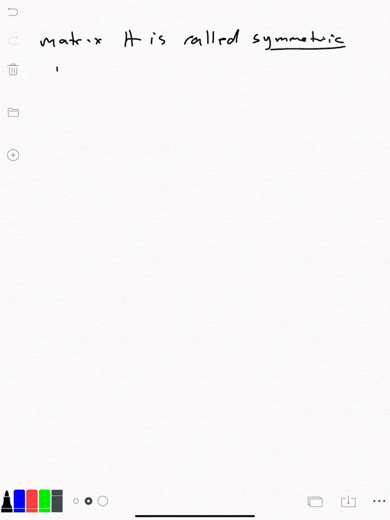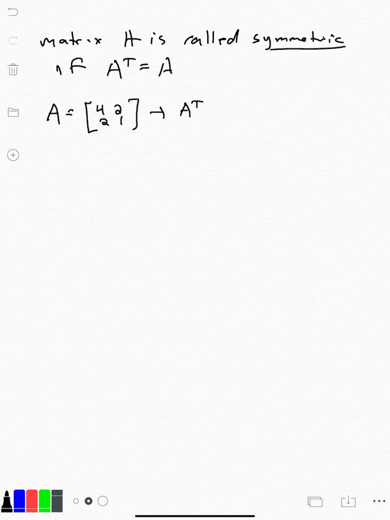Continuing on with a definition, a matrix A is called symmetric if the matrix is the same as its transpose. So on the one we just did a little while ago, it was 4, 2, 2, 1, and notice what happens if you transpose this. It's still 4, 2, 2, 1. And so that means this is a symmetric matrix.